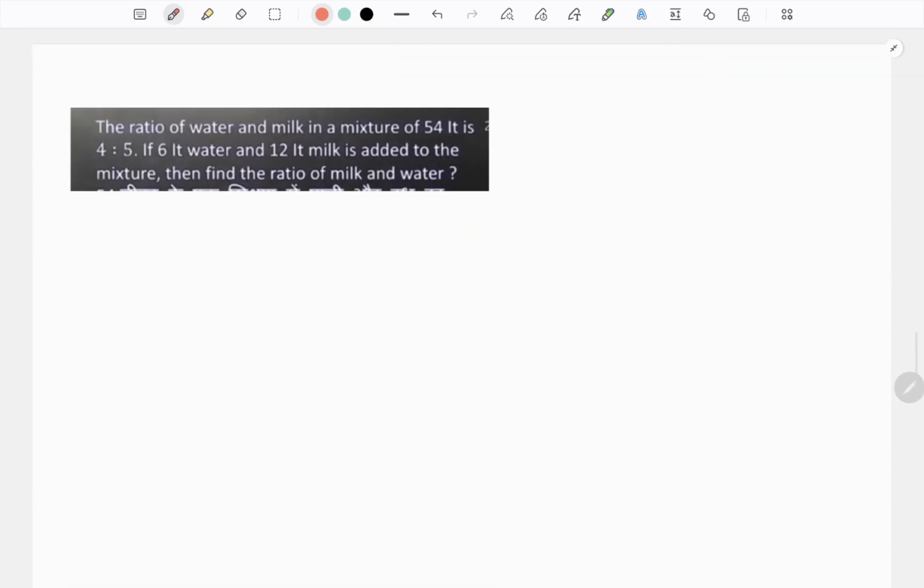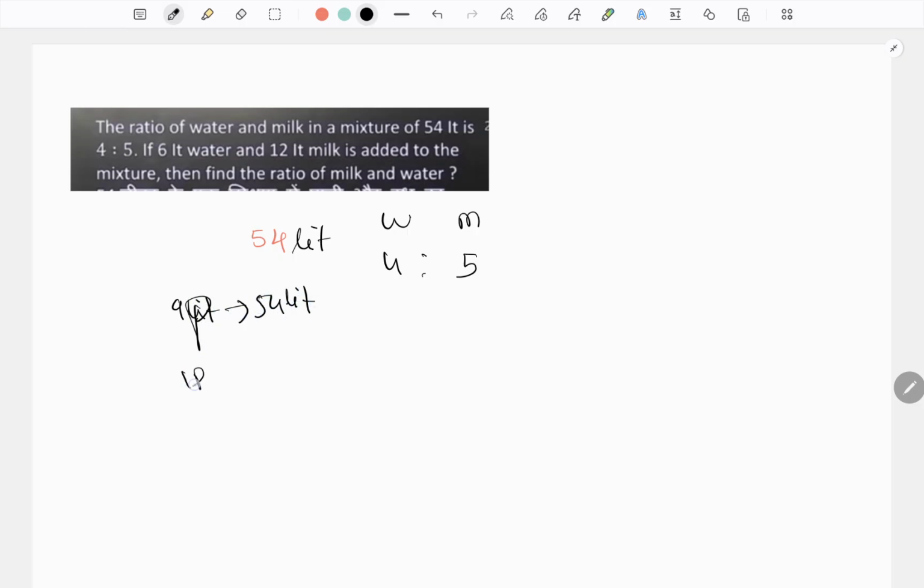The ratio of water and milk in a mixture of 54 liters is 4 is to 5. 54 liters of water and milk in the ratio 4 is to 5. If 6 liters of water is added and 12 liters of milk is added, well, first of all, 4 plus 5 is 9 liters. 9 parts is 54 liters.